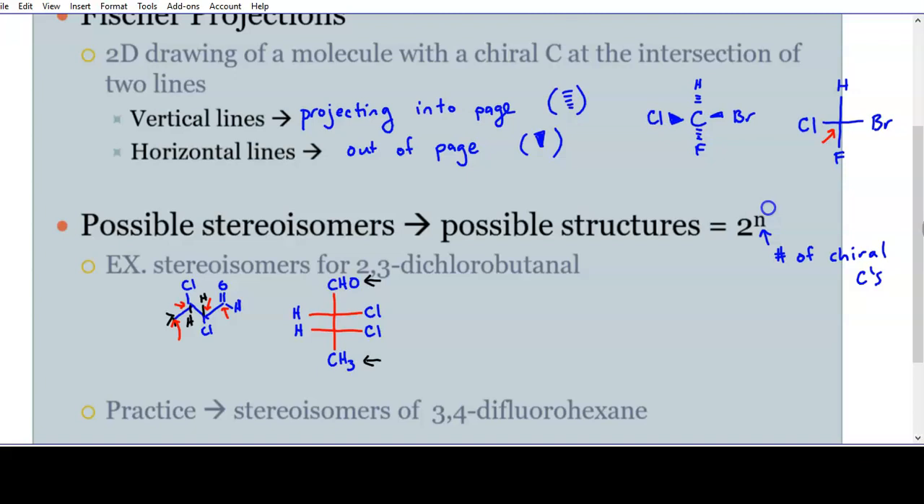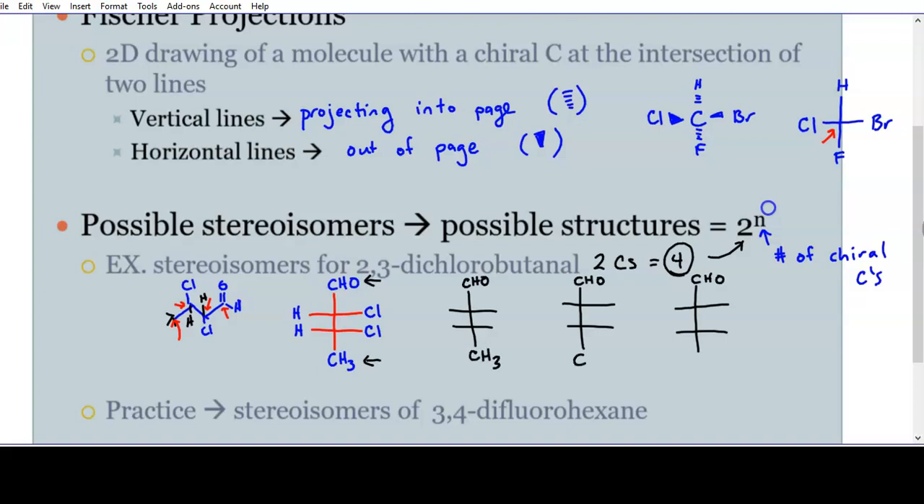Because I have 2 chiral carbons, I know that I can make a total of 4 structures because of the 2 to the n. 2 squared is 4. So here's my first one. I'm going to draw the rest of my basic structures here. I'm going to add my aldehyde group to all 3 of them, and my CH3 group at the end. And now I'm going to move my H's and my Cl's.